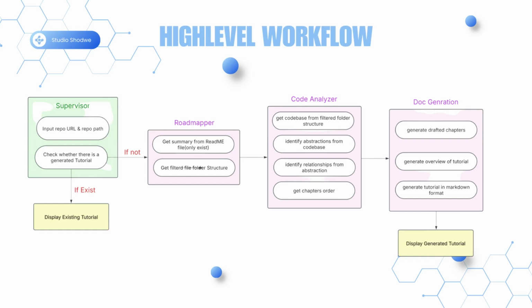Then the worker, our supervisor, generates the last node, docjourney. One function in docjourney drafts chapters that include key concepts, key features, a high-level explanation, a mermaid graph to describe complex use cases, and examples for each abstraction. Another function generates an overview of the tutorial. Finally, it compiles the tutorial in Markdown format. And that's it. Your complete detailed tutorial is ready. You can view and download it from the web interface.